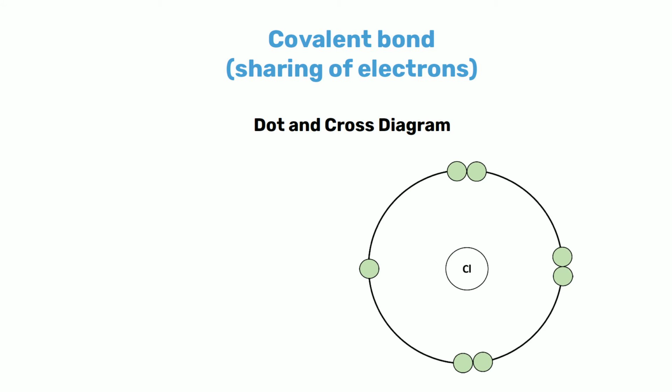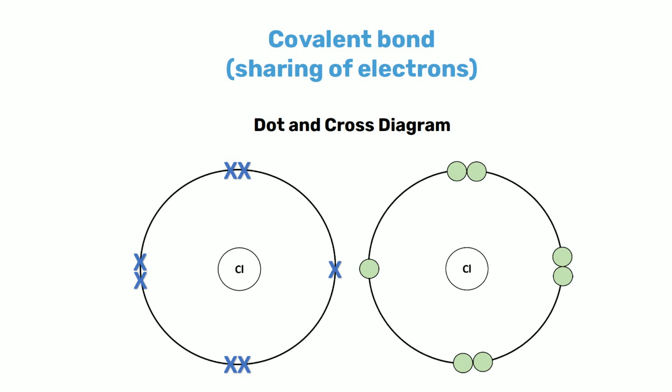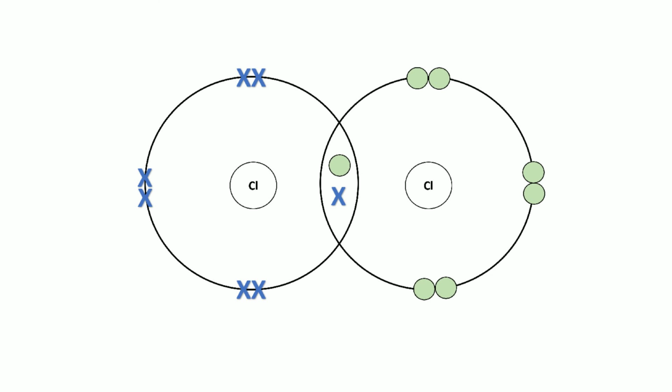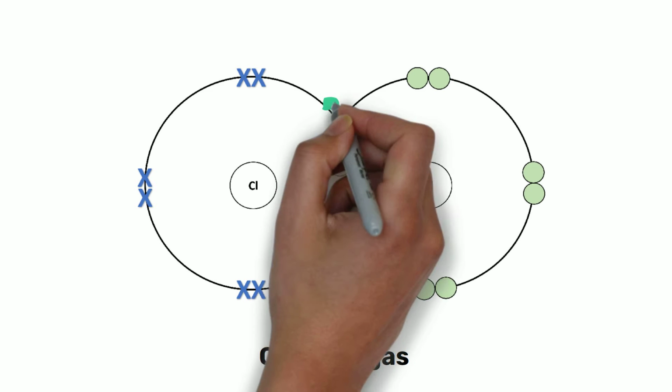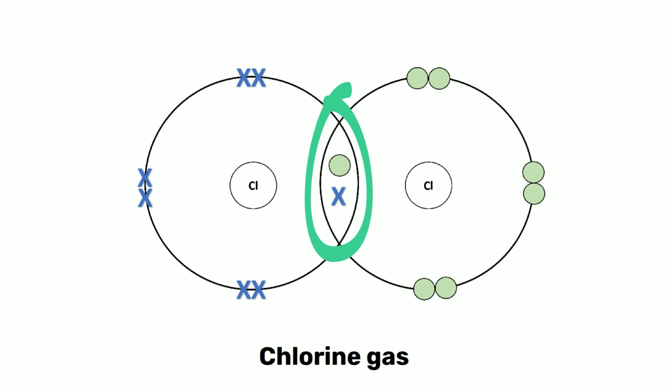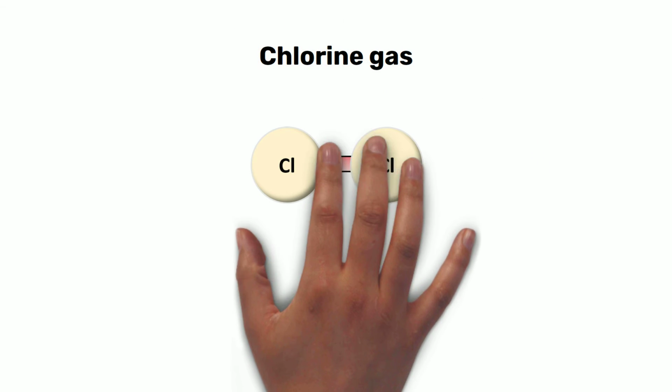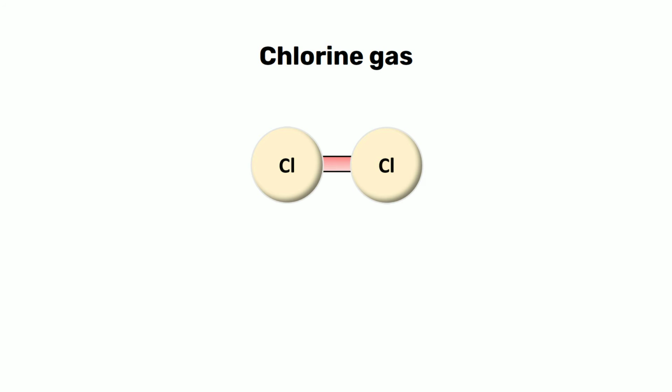First, we have a chlorine atom where the circle or the dot represents the valence electrons, and another where the cross represents the valence electrons. When the two chlorine atoms join together to form chlorine gas, the sharing of one pair of electrons will form a single covalent bond. So the bar between the chlorine atoms will represent a single covalent bond.